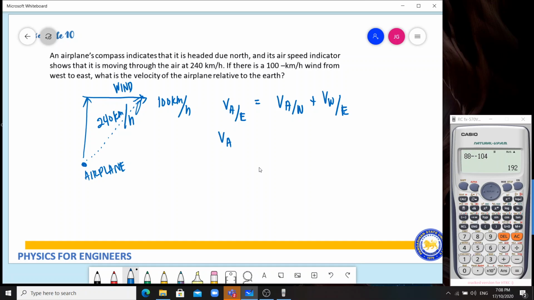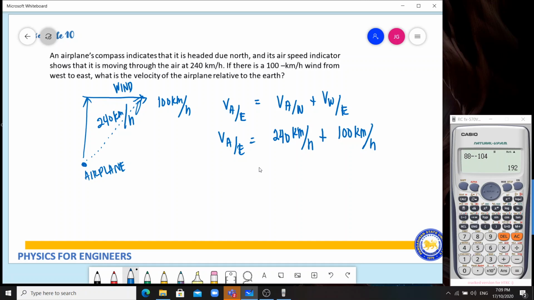So, ito yung hinahanap. So, velocity of the airplane with respect to the wind is 240 km per hour. Okay. Kasi sabi niya is moving through the air at 240 km. Okay. Plus velocity of the air or the wind is 100 kilometer per hour. Okay. So, yan.